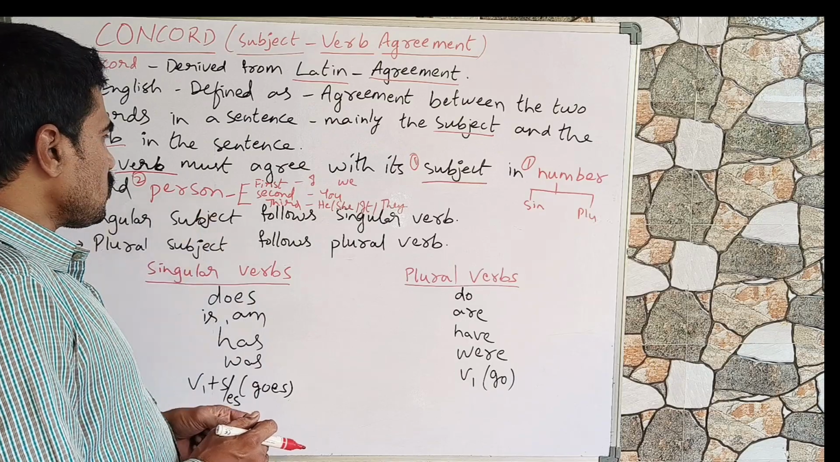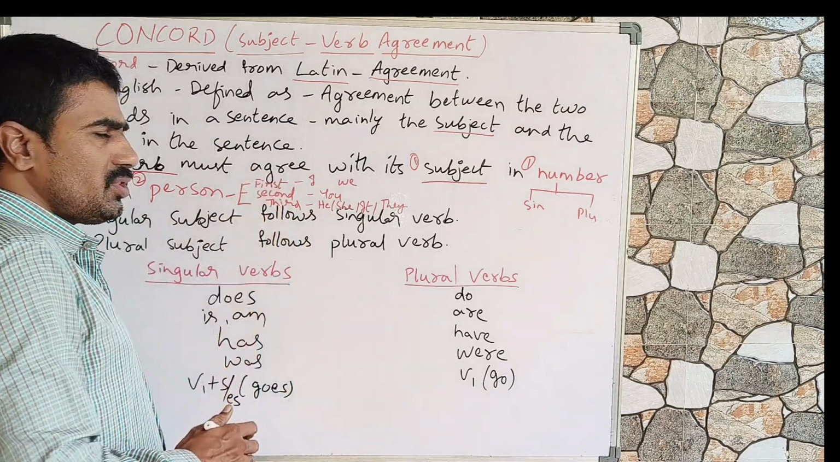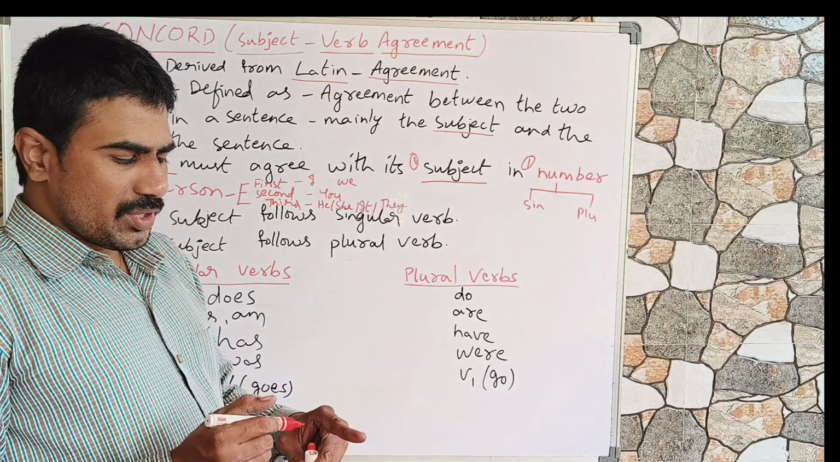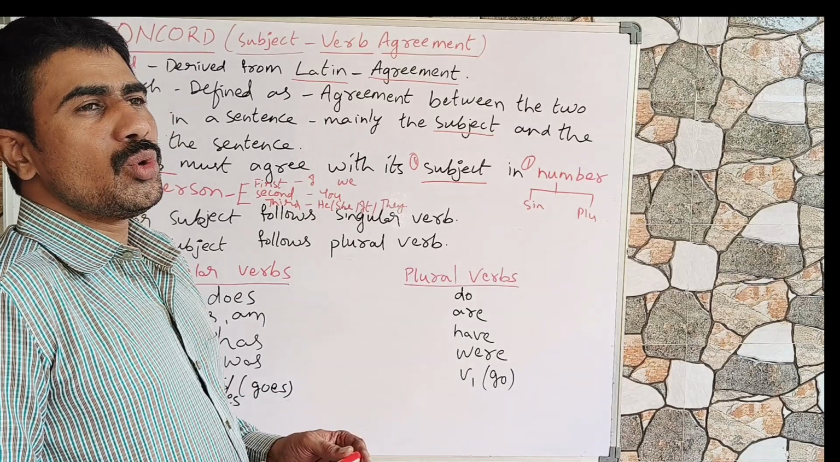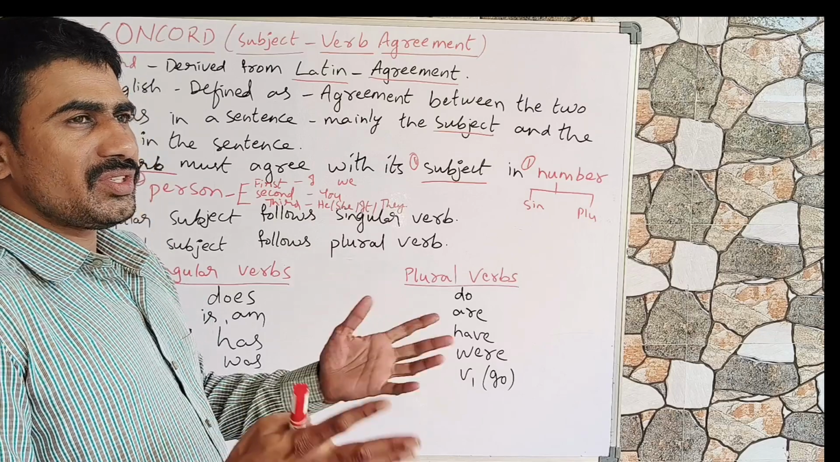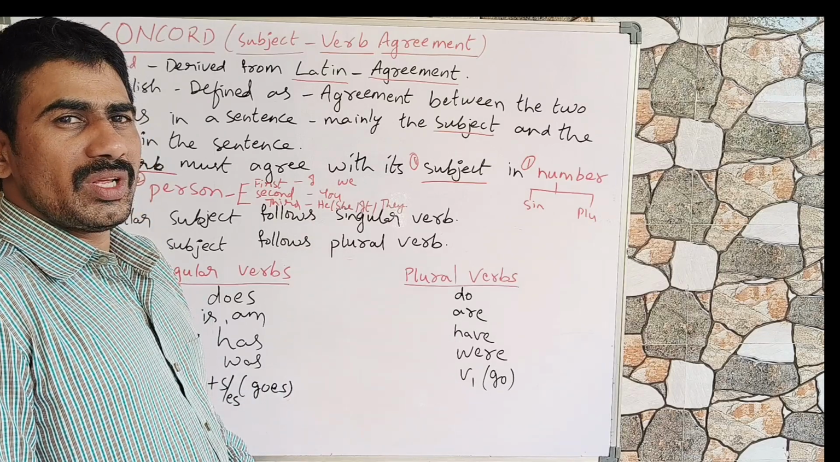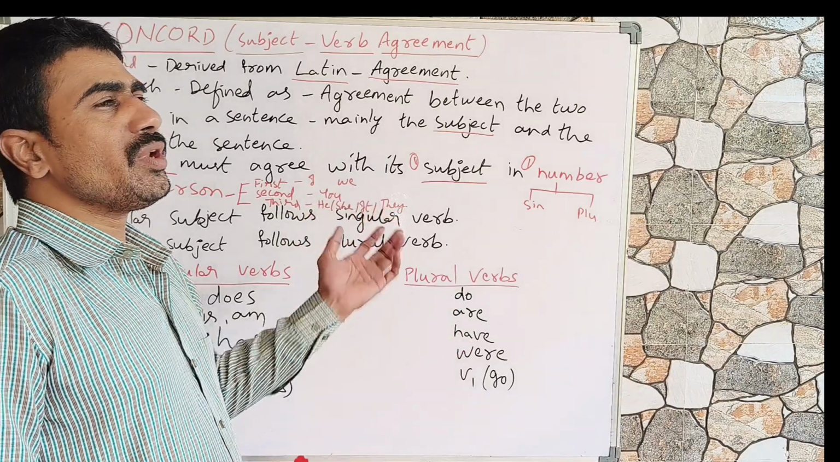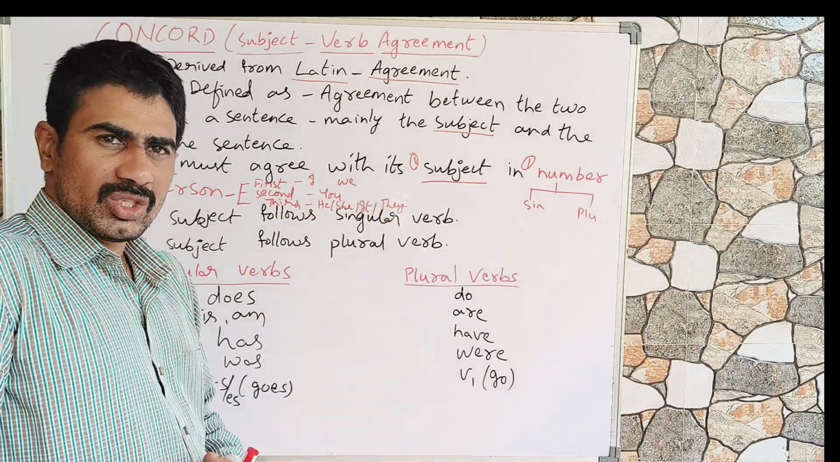And here, there are three persons: first person, second person and third person. The first person is the one who speaks, the second person is the listener who listens, and the third person is spoken of, or in simple terminology, we can say the topic.